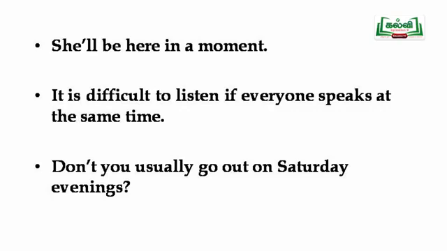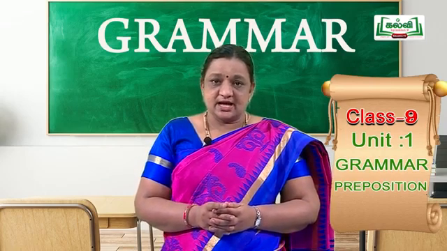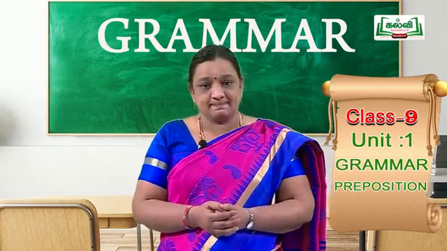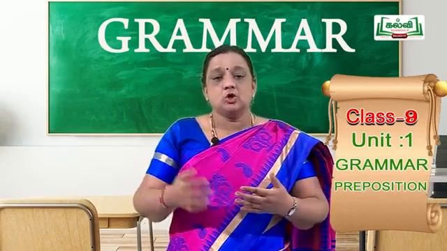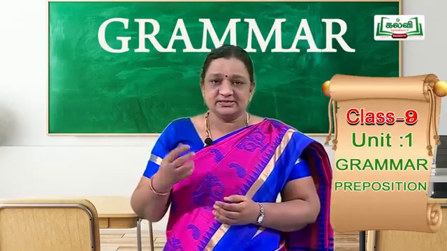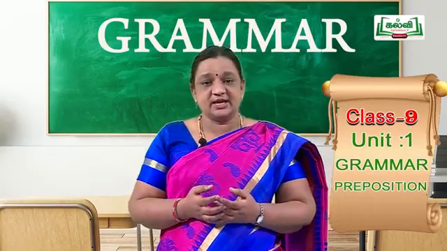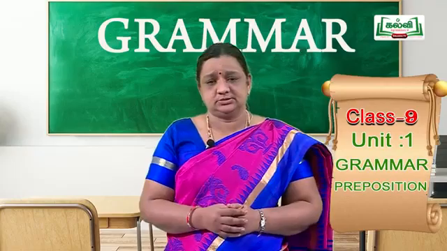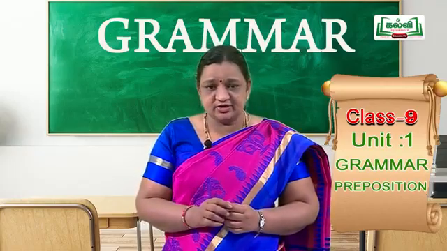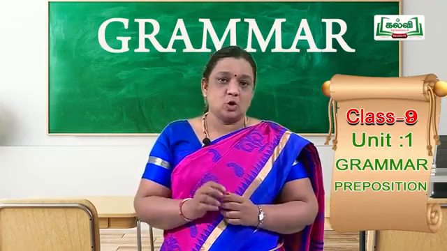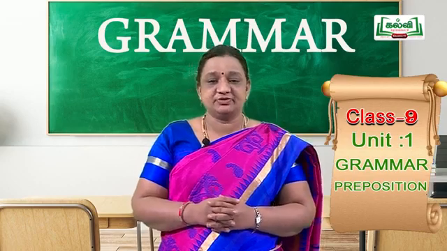Don't you usually go out on Saturday evenings? This sentence is a question and it is asked to somebody. That particular person goes out every Saturday evening and the other person sees him inside the house and asks, what is this? Don't you usually go out on Saturday evenings? Why are you here? So here, on Saturday evenings is the preposition of time. On is used here as a preposition of time.